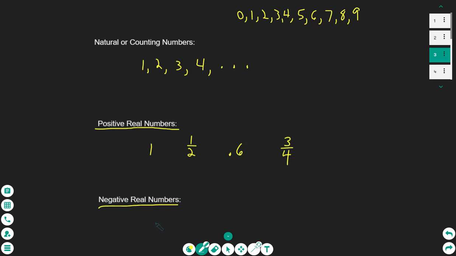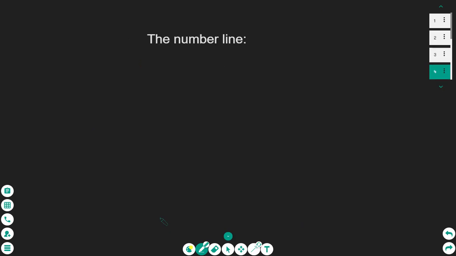All right? So what would be negative real numbers? Well, now it's the same thing as the positive real numbers, except now we put a negative sign in front of it. So we have maybe a negative 1, negative 1/2, negative 0.6, negative 3/4, negative 0.7896321. All right, all of these would be negative real numbers. All right, okay, very good.